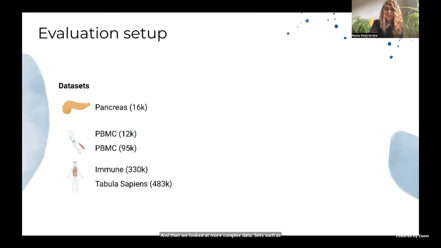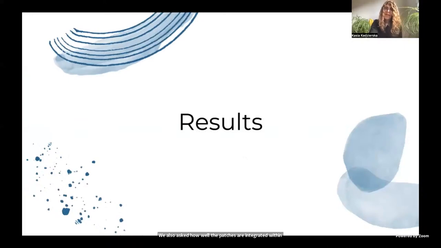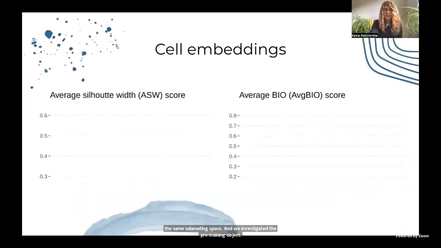and multiple technical batches. We also evaluated the models on 3 tasks: cell type clustering, when we asked the question how well the cell types are separating within the cell embedding space. We also asked how well the batches are integrated within the same cell embedding space, and we investigated the pre-training objective. And now, moving on to the results.